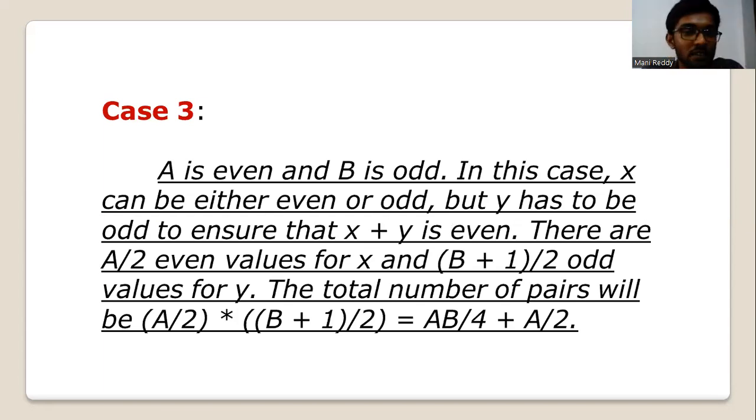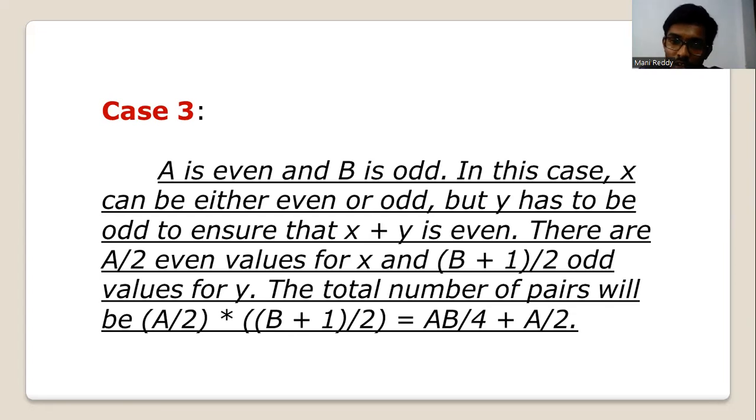Now case 3 is what? A is even. One of the two numbers is even, and the other one is odd. In this case, x can be either even or odd, but y has to be odd to ensure that x plus y is even.